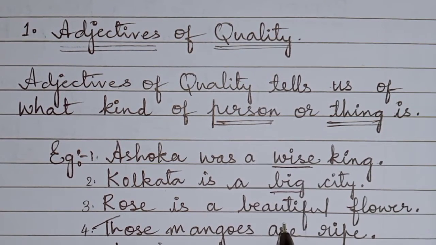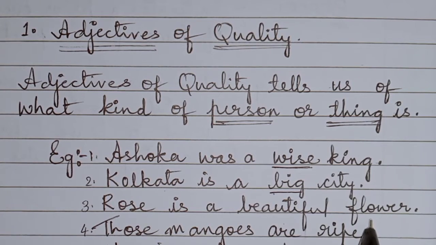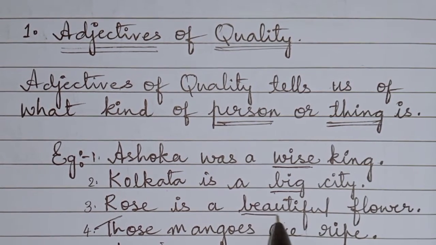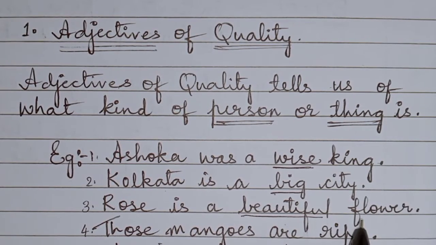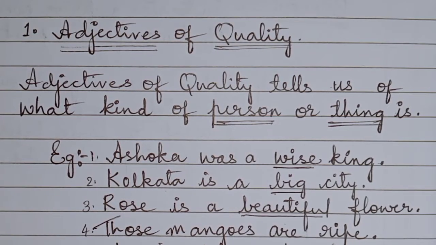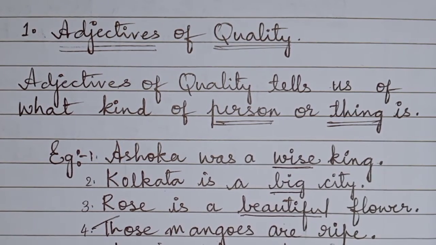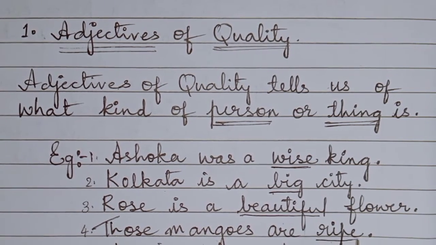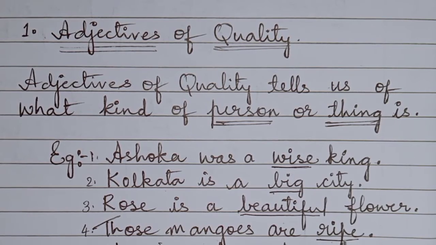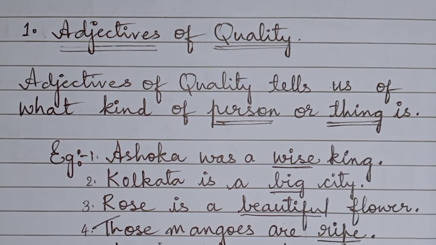Rose is a beautiful flower. Beautiful describes the rose. Those mangoes are ripe. How are mangoes? Mangoes are ripe. Ripe shows the quality of mango.